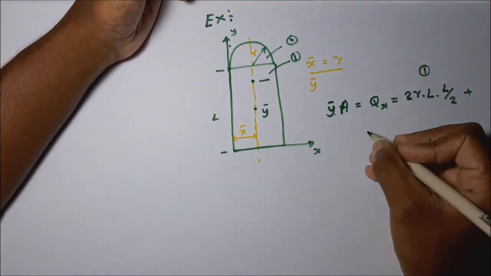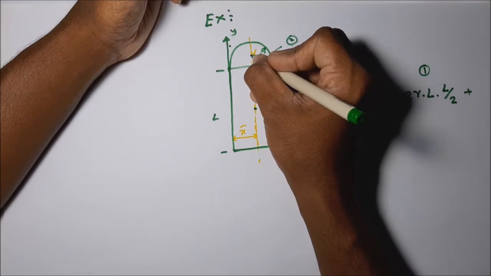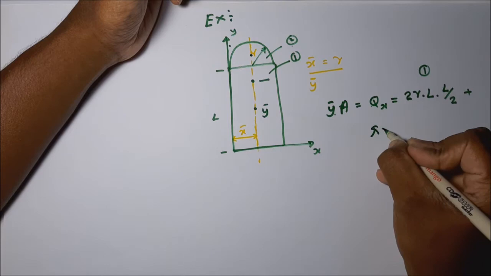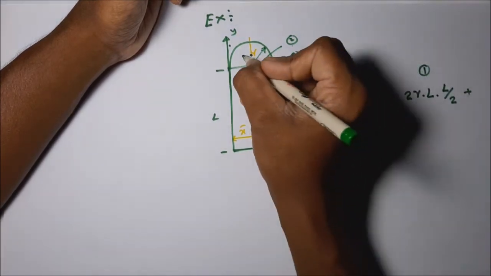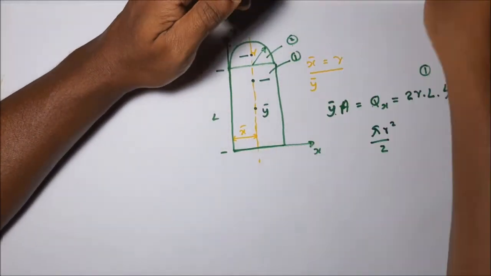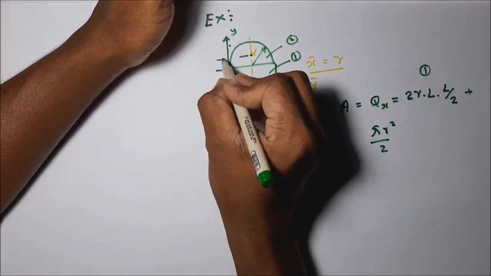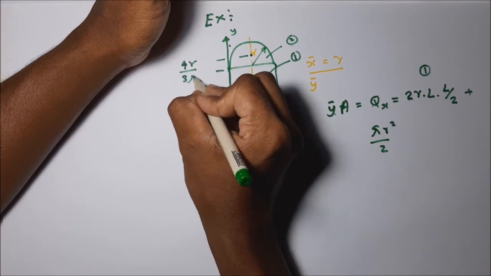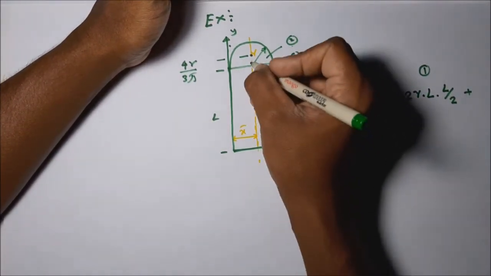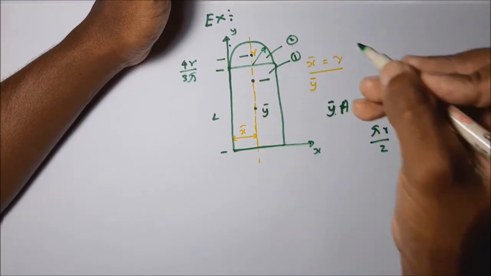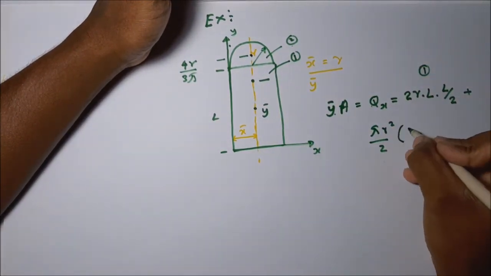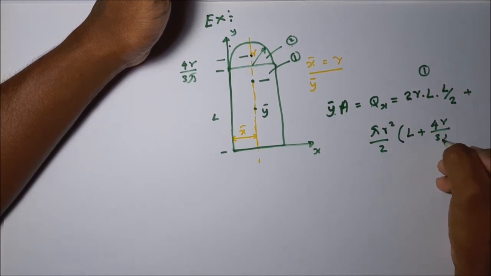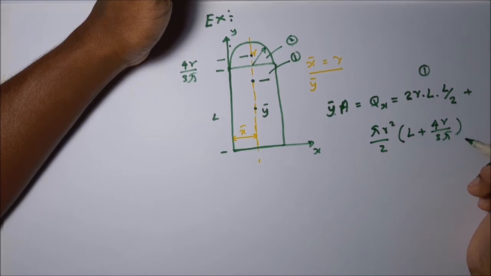Plus, what is the area? πr square divided by 2. Then what is this distance? Earlier we have given this value, 4r divided by 3π. From the x-axis, what is the total distance to this point? L plus 4r divided by 3π.